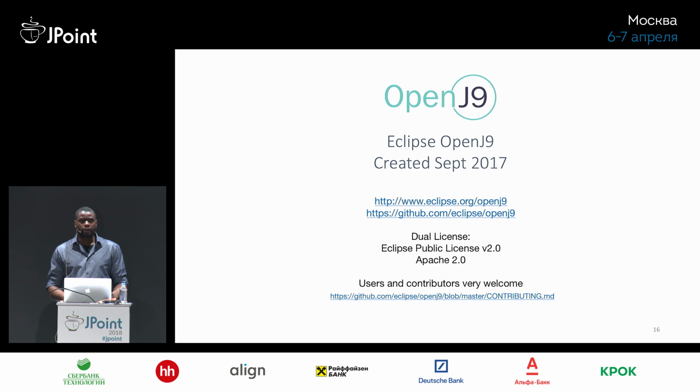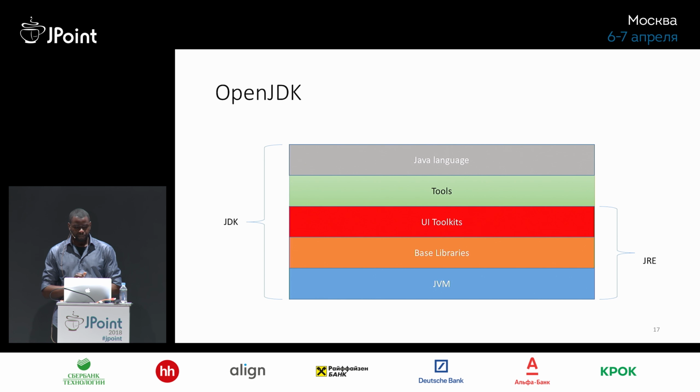So how does OpenJ9 fit in with OpenJDK? This is an overview of the JDK. As you can see at the top, we have the Java language itself, and beneath that are tools like the javac compiler, javap disassembler, the jar class archive. Then after that are the UI toolkits, things like Swing, AWT. Beneath that are the base class libraries, and at the very bottom is the JVM.